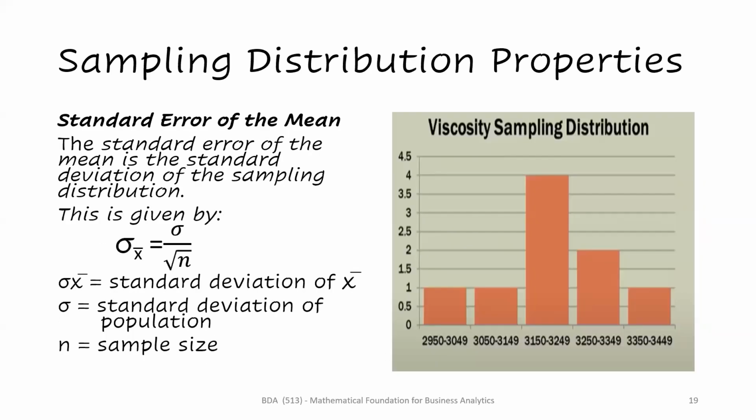So let's look at the standard error of the mean. The standard error of the mean is the same as the standard deviation, but here we are talking about the one for the sampling distribution. So we call it the standard error of the mean. It is the standard deviation of the sampling distribution. So sigma x bar is the standard deviation of x bar, sigma is the standard deviation of the population, and n is the sample size.